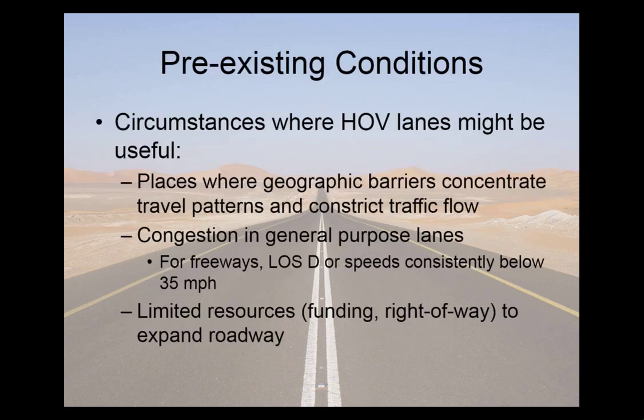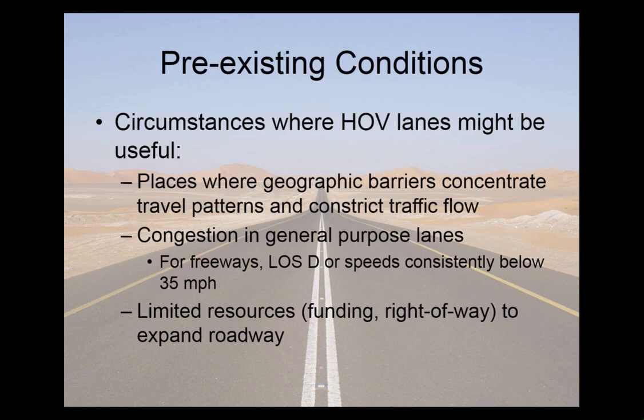Now, situations where HOV lanes might be warranted are in places where geographic barriers like mountain ranges and existing developments concentrate travel patterns and constrict traffic flow. One major example is in California, due to the geography there, with the mountains and forests. They constrict travel to just a few corridors, and these corridors are often very crowded.